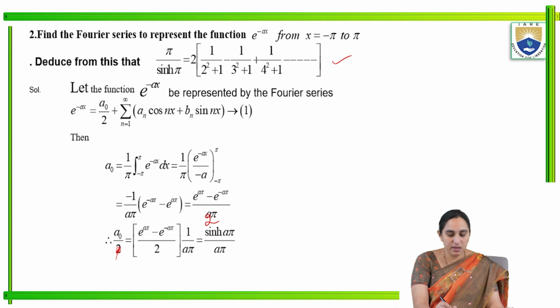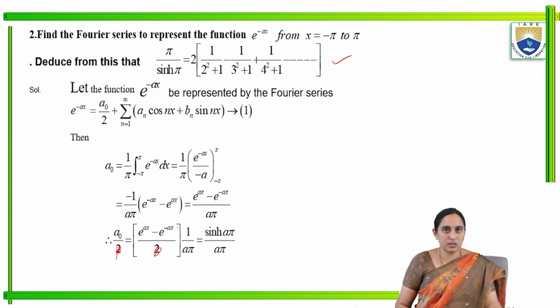I'm sorry, this is a only, correct. There is no 2 there. And e power a pi minus e power minus a pi into 1 by a pi. This is exactly equal to what? Sin h a pi by a pi. This is a naught.